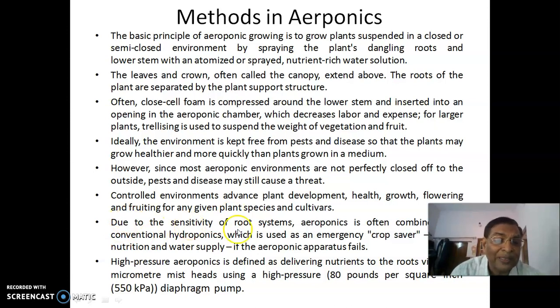Due to the sensitivity of the root system, aeroponics is often combined with conventional hydroponics. Sometimes even this also has a problem. The aeroponic supply is also in the system.